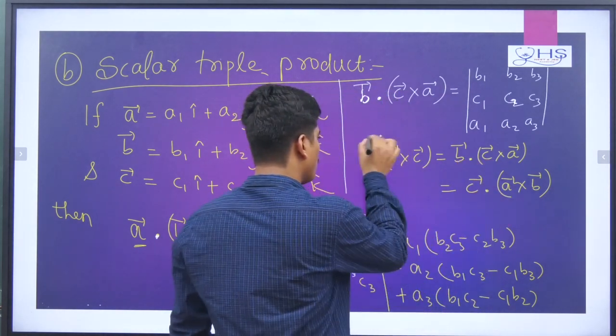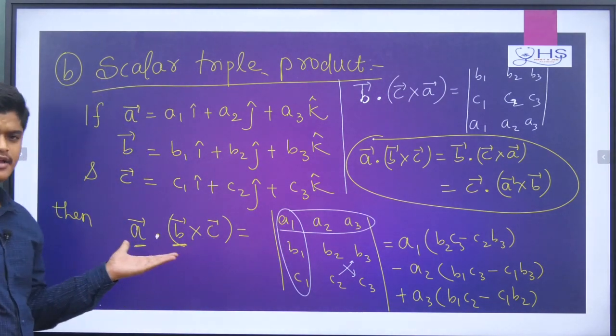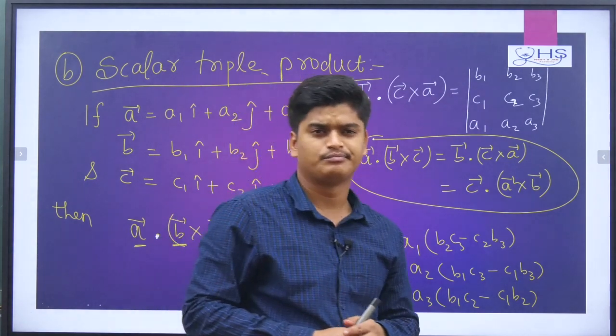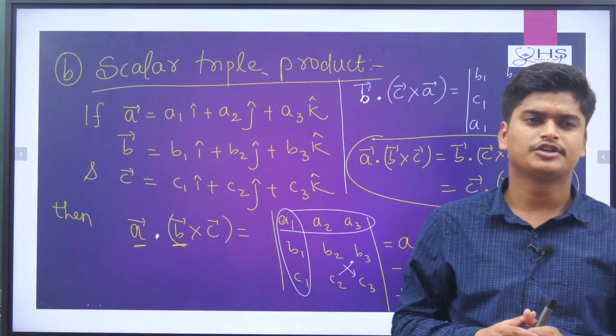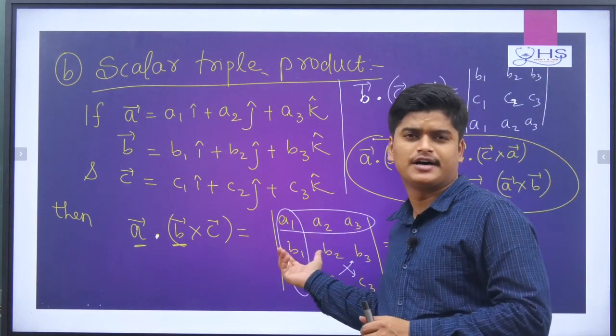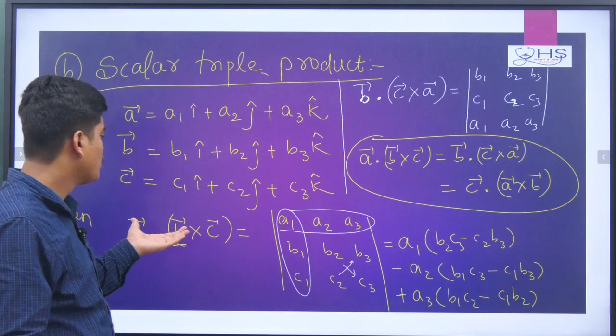And here one important thing to understand: this value actually gives the volume term. So here it will give a scalar quantity, and it can come positive, negative, anything. So when we calculate volume, we will use this one.